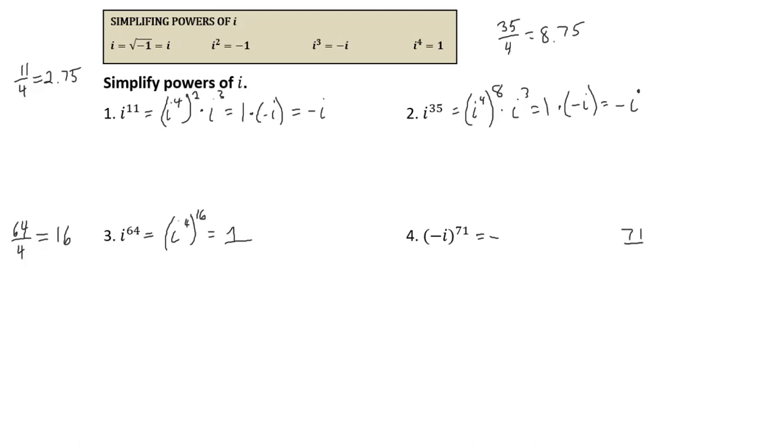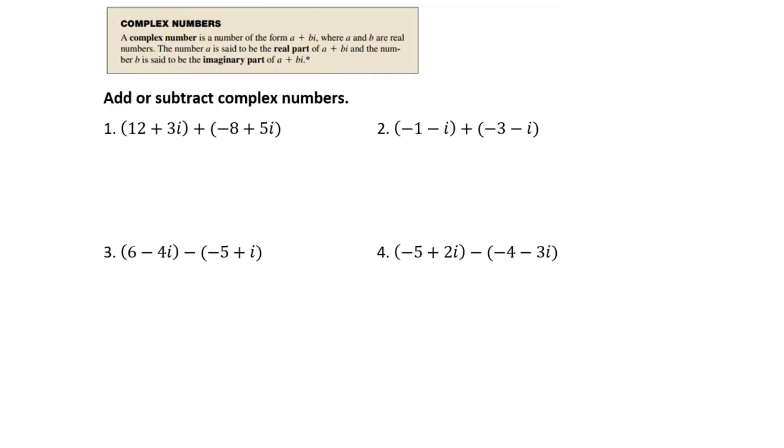And then we do 71 divided by 4, which gives us 17.75. And so that is i to the fourth 17 times, leaving an i to the third. So that's negative 1 times i to the third, which is negative i. And so that gives us just i. Negative times negative is positive. All right, let's look at some more examples.